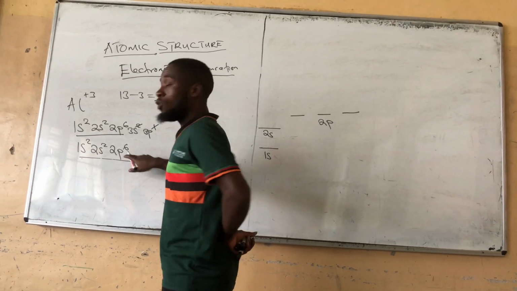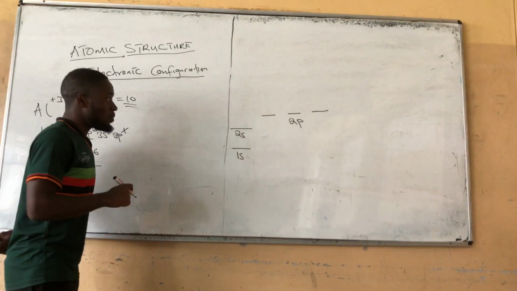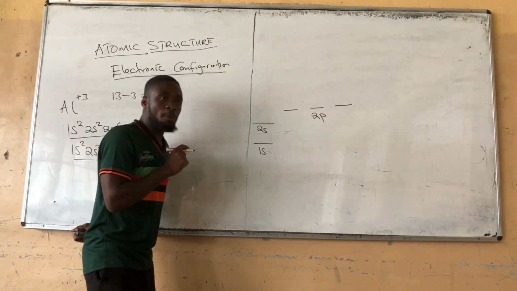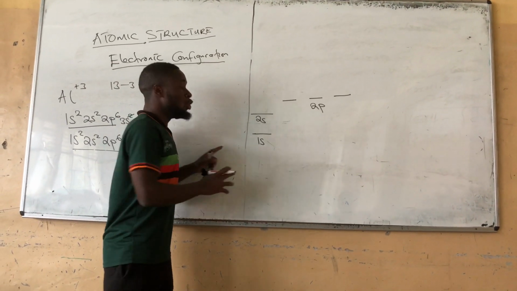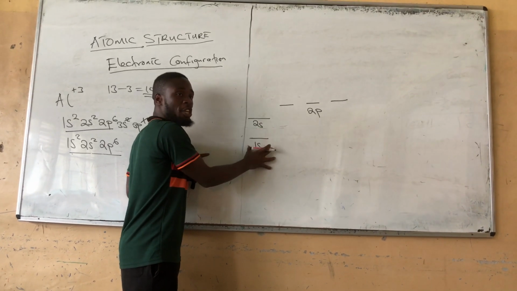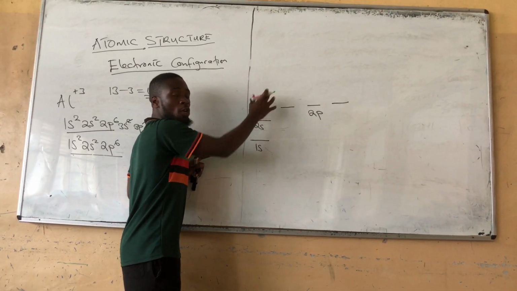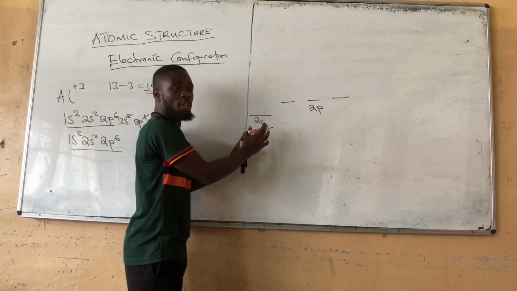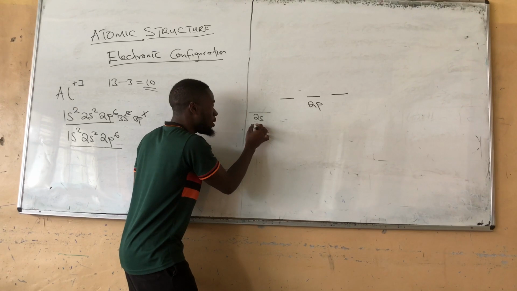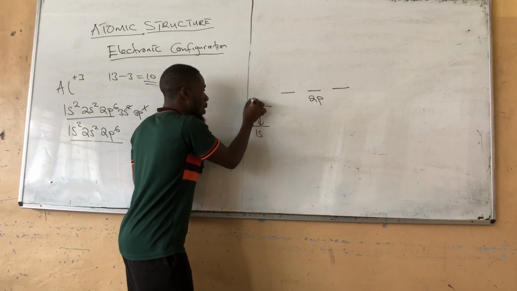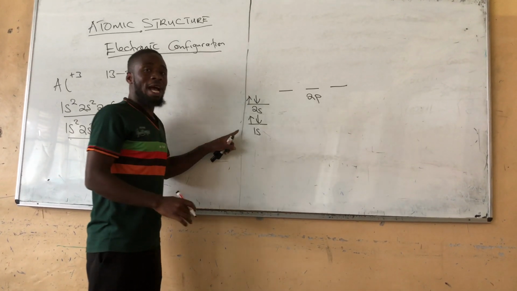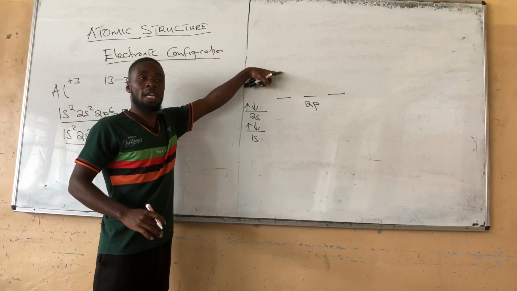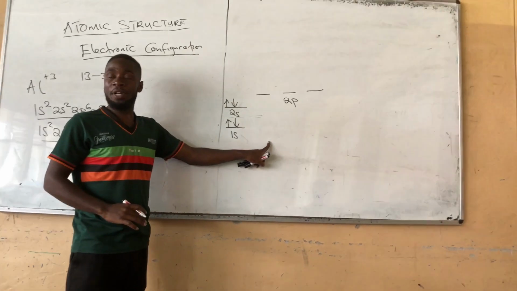Here I'll explain all the principles. The first principle, according to the Aufbau principle, states that you need to fill in the lower energy levels before you fill in the higher energy levels. So these need to be completely filled before you fill in the higher energy levels. This is the Aufbau principle.